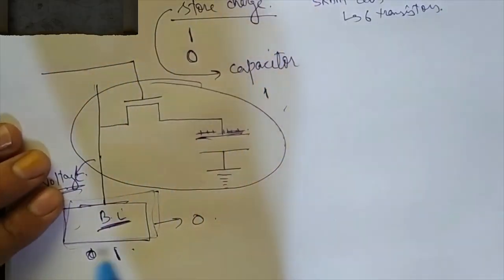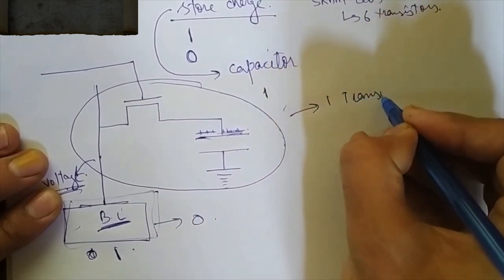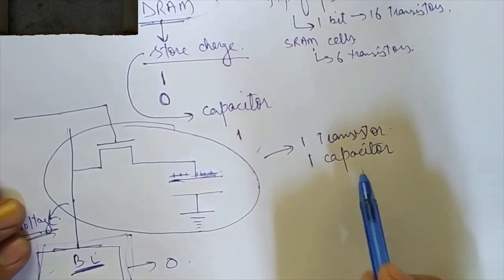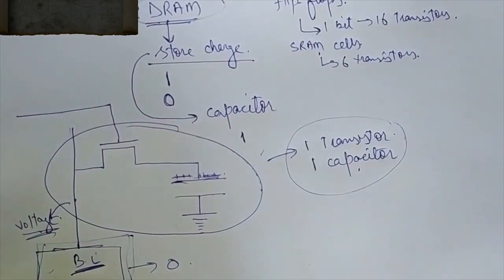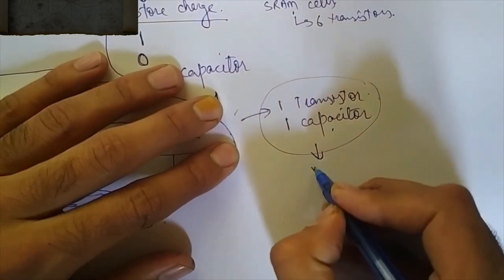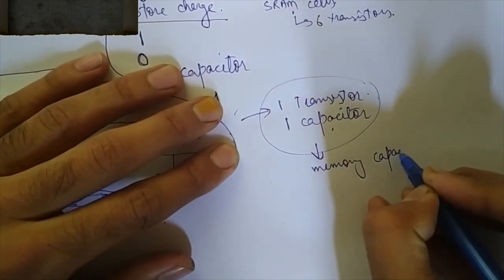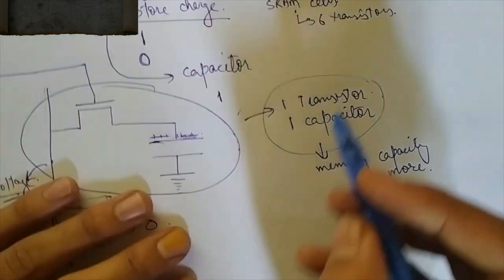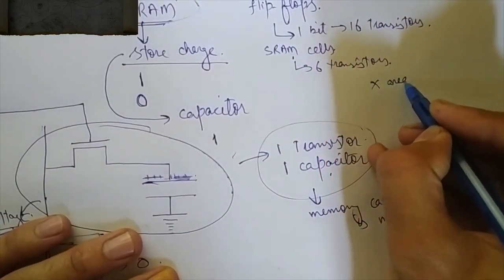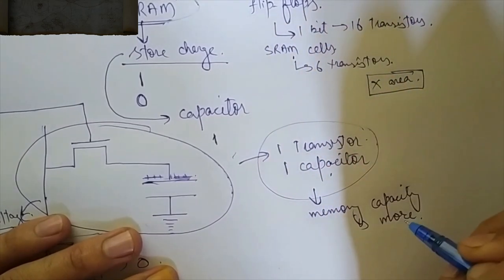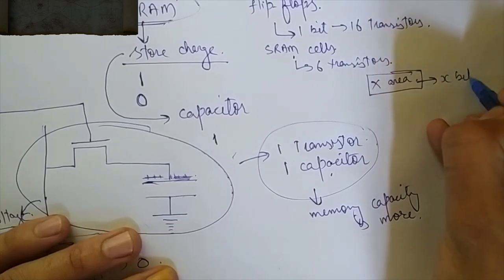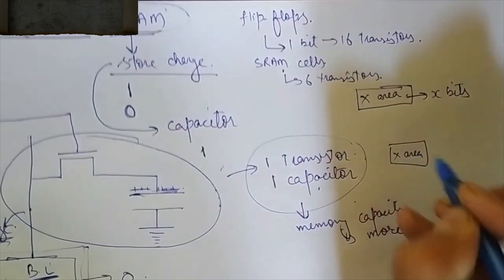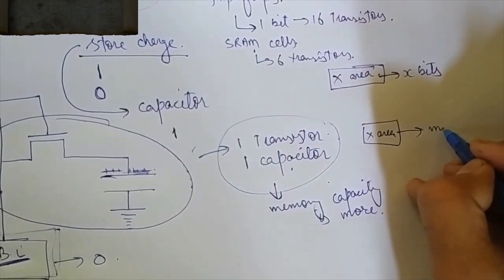Here you can see that for storing a single bit, we require 1 transistor and 1 capacitor. So as compared to an SRAM cell, the number of components required in a DRAM cell is very small. So memory capacity is more, or memory density is more. Memory density in the sense that, let's suppose, if this is X area of memory in SRAM and it stores X bits, then in the same X area, DRAM memory will store more than X bits.